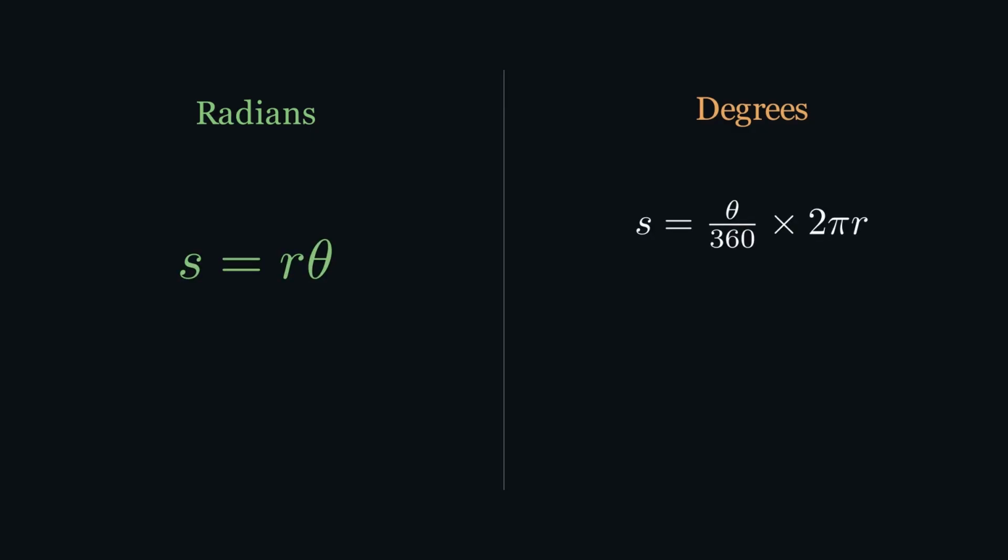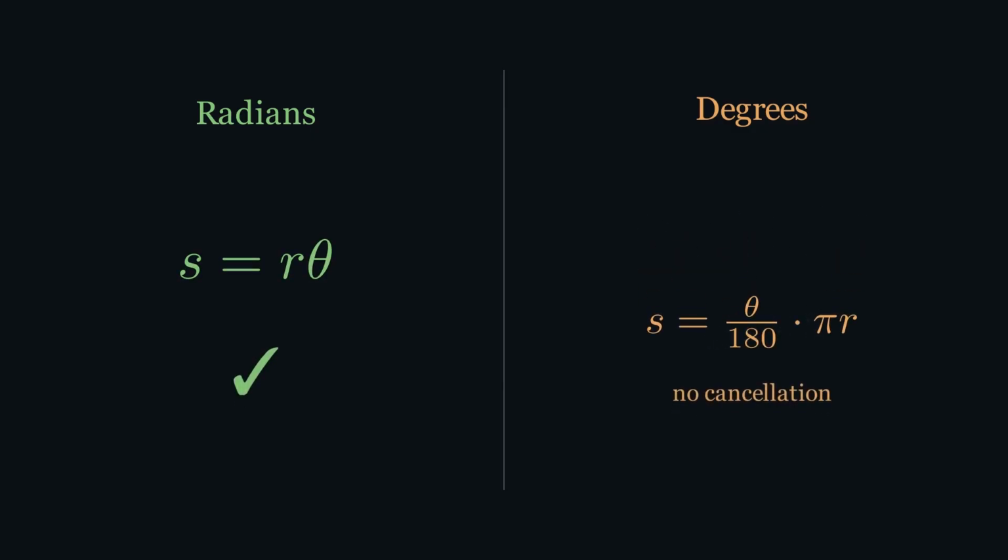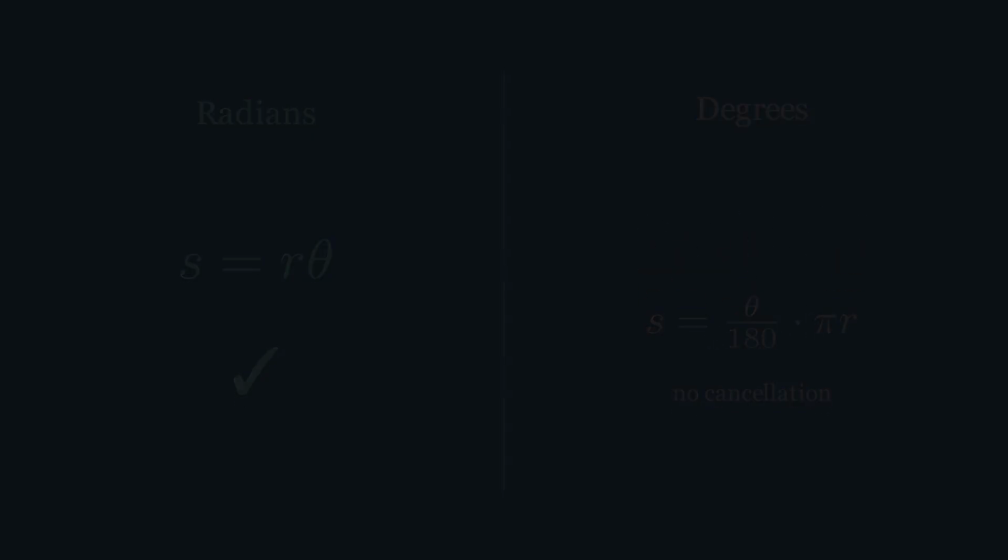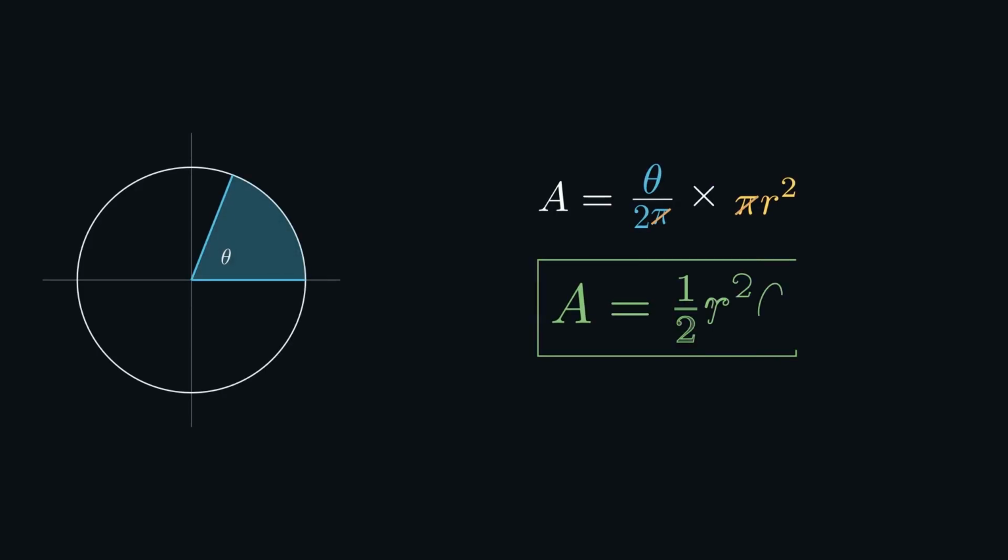For degrees, we have theta on 360, which does not cancel, although it can be simplified to theta on 180 times pi r. For area, we take the same approach. Theta on 2 pi times pi r squared simplifies to half r squared theta, where theta is in radians.